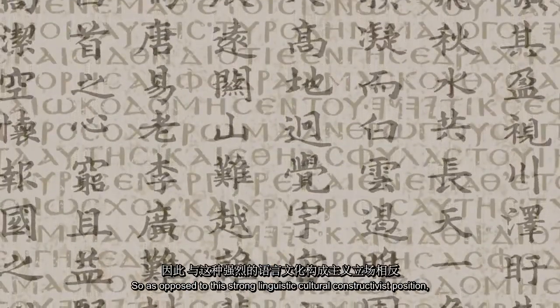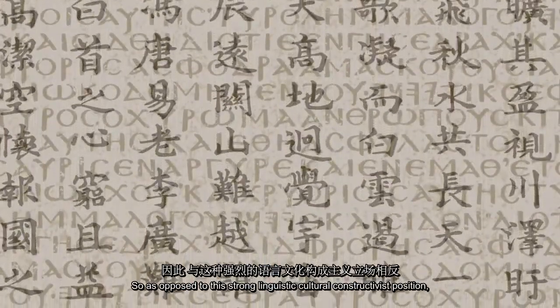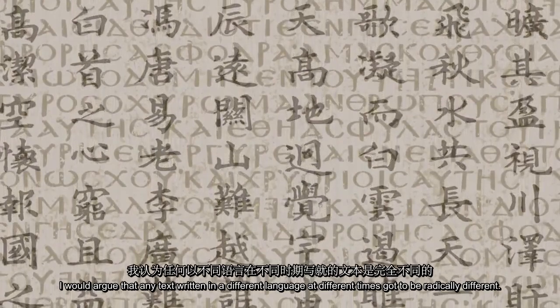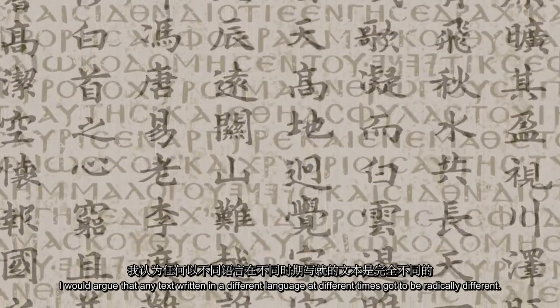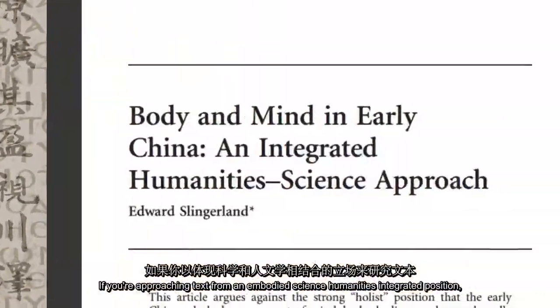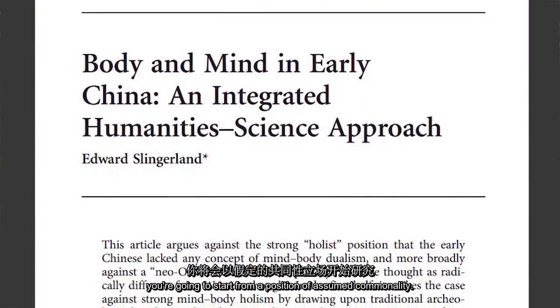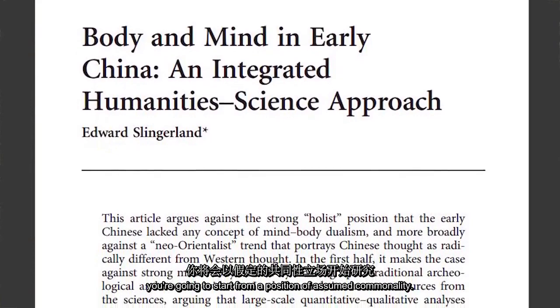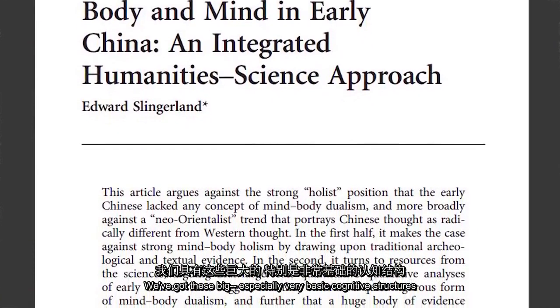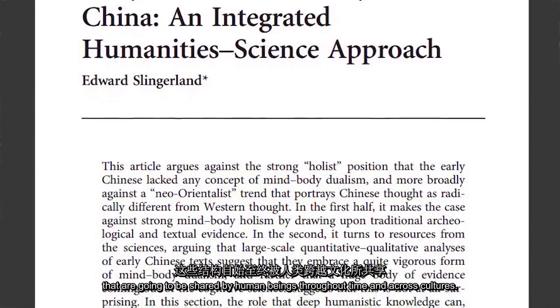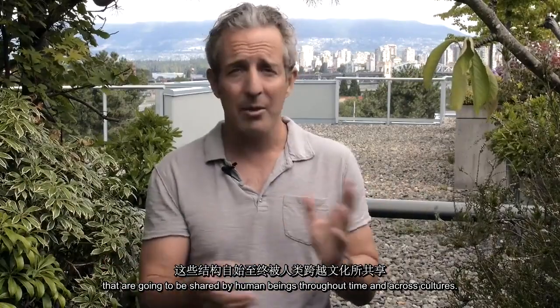So as opposed to this strong linguistic cultural constructivist position that would argue that any text written in a different language at a different time has got to be radically different, if you're approaching text from an embodied science humanities integrated position, you're going to start from a position of assumed commonality. We've got these especially very basic cognitive structures going to be shared by human beings throughout time and across cultures.